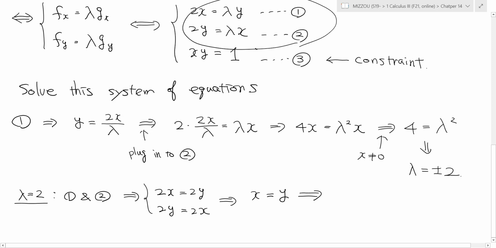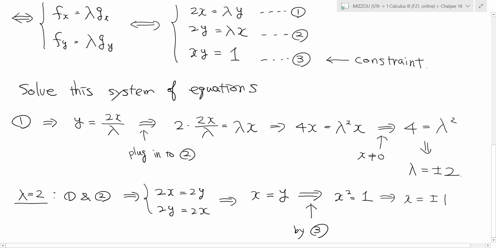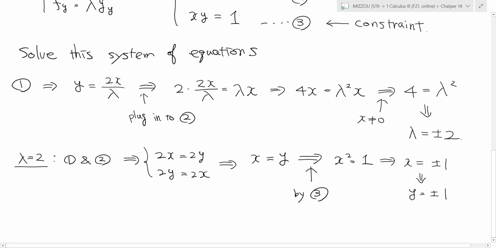Now, once we got this, we use the constraint. By 3, we get x squared is equal to 1. Okay. And then from this, you get x is equal to plus or minus 1. And then if x is equal to plus or minus 1, since x is equal to y, y is also plus or minus 1. So therefore, as solutions, we got (x, y) is equal to (1, 1) and (negative 1, negative 1).